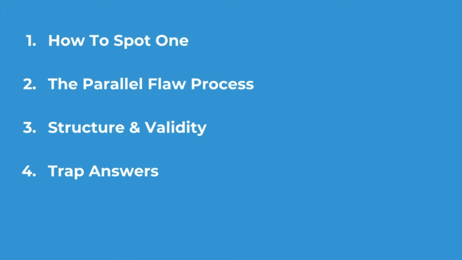First, how do you spot a parallel flaw question? What's the process for approaching one? And then how do you use structure and validity to parallel the particular flaw? And what kinds of traps should you be on the lookout for as you answer the question?